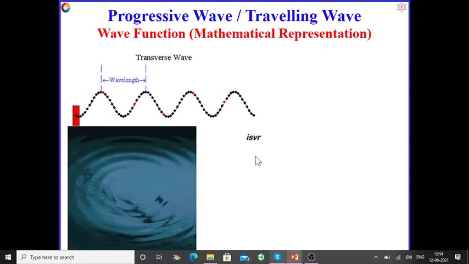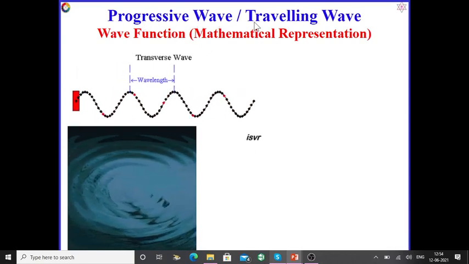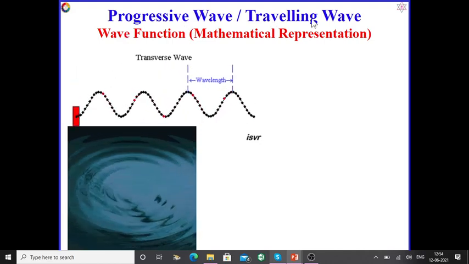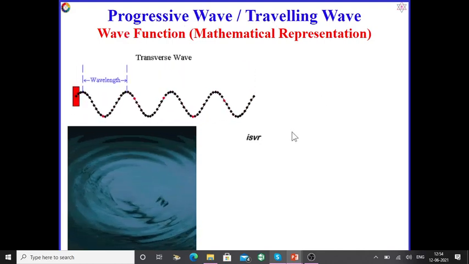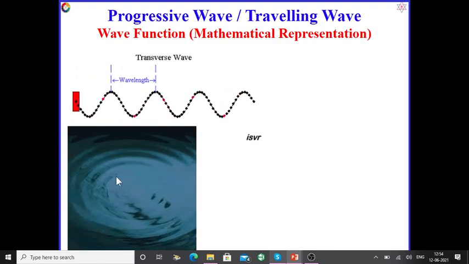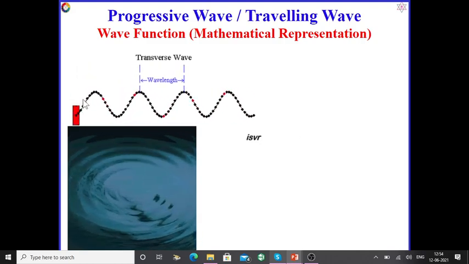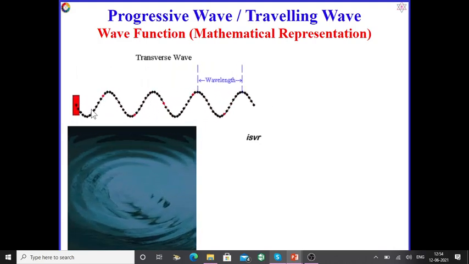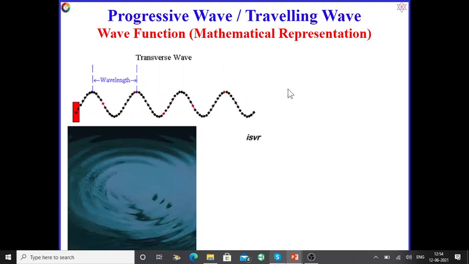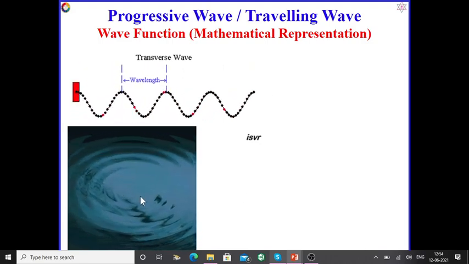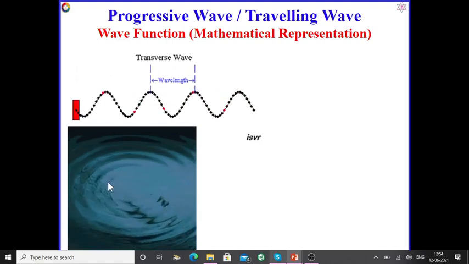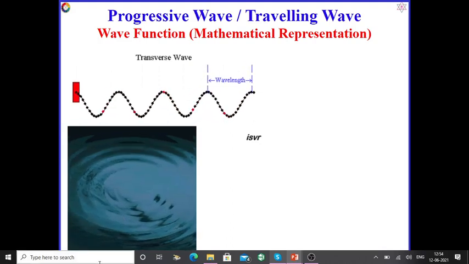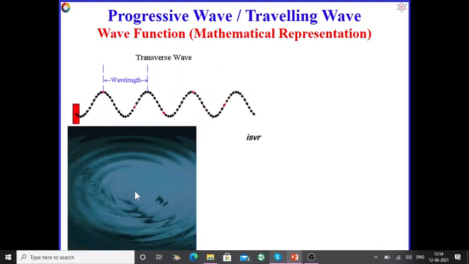So now we are going to discuss the progressive wave, the so-called traveling wave, and how that progressive wave or traveling wave can be represented with a mathematical function. Here I have given two examples with animation. This is a progressive wave, this is also a progressive wave, both propagating outward. This wave is propagating along the positive x-axis direction, and in this figure you can see the wave propagating along positive and negative x-axis, positive and negative y-axis, throughout the plane.